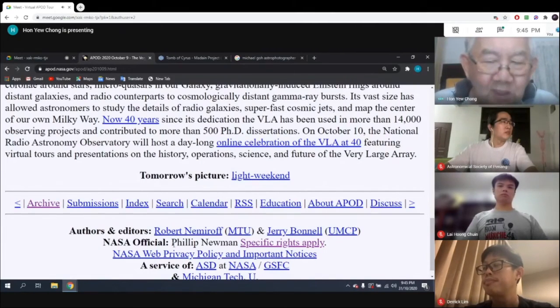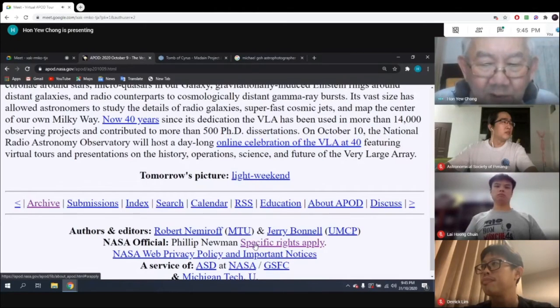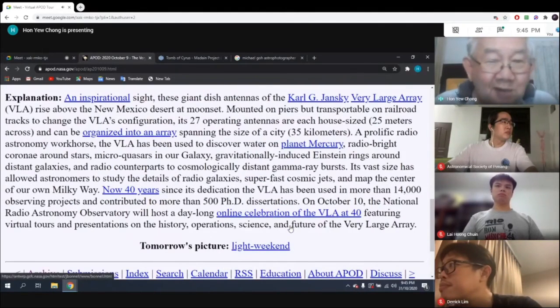And here also, Philip Newman from NASA will give the rights, a certain copyright. So the institution that you work for, or you as an individual who publishes, you have the copyright. All right. So Dr. Robert Nemiroff and Dr. Jerry Bonnell are the ones to decide which is the next picture.